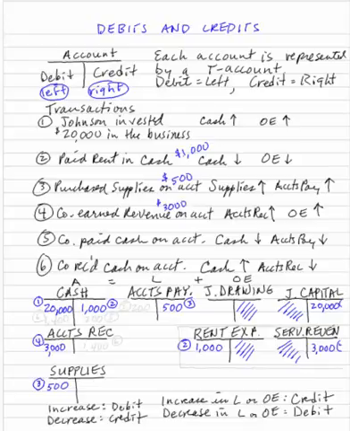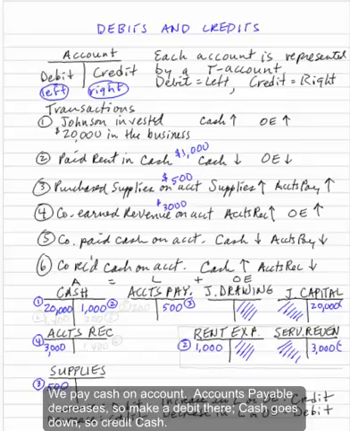Transaction 5, we're going to pay some cash on account. So we owe somebody some money, and we're going to say we're going to pay them $200 of the $500 that we owe them. It's going to be a debit to accounts payable. Notice that liabilities go down with a debit. You're going to have to get used to that. That's going to be transaction 5, and we paid that in cash. So a credit of $200 to cash on transaction 5.